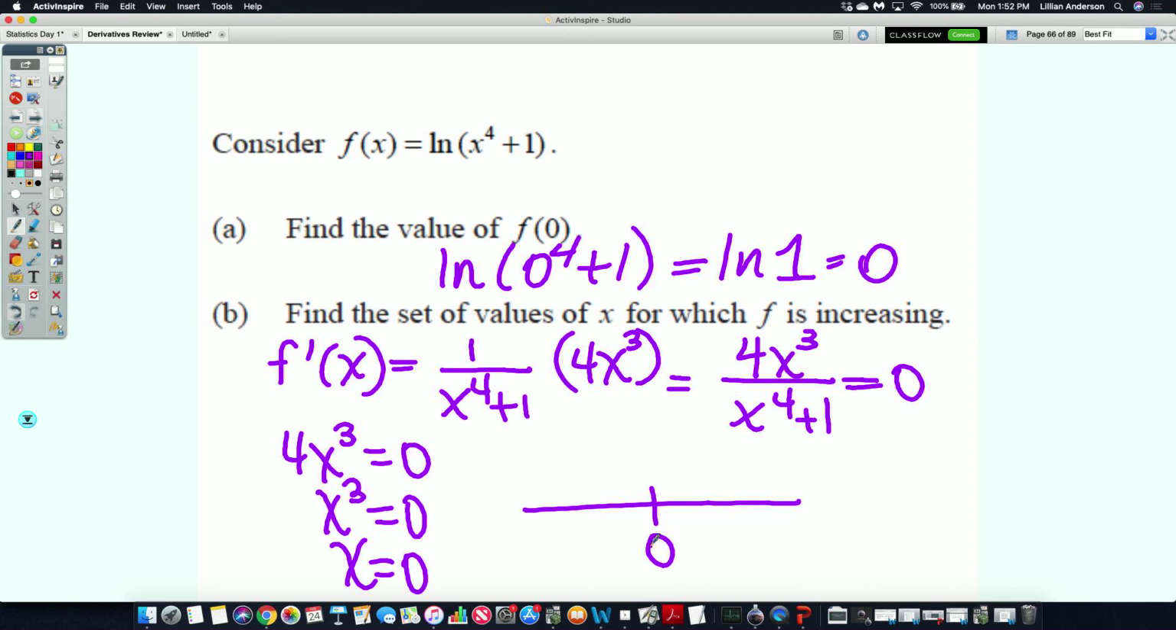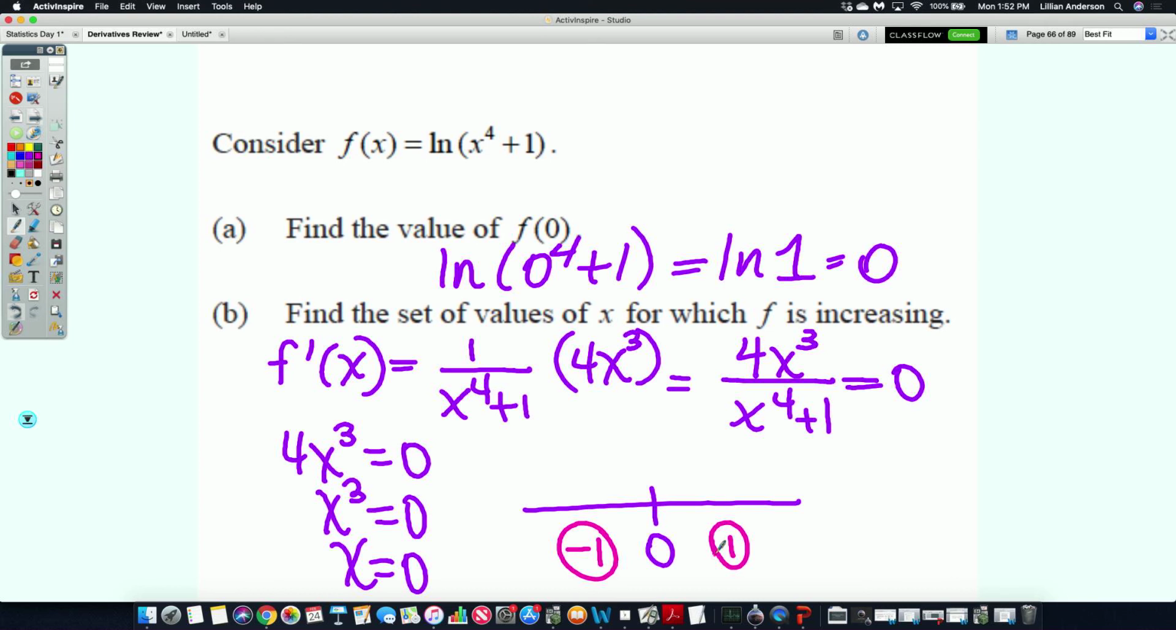I put 0 on it, and then this is when I plug in a number bigger and smaller. Very good. What's a number smaller than 0? -1. Bigger than 0? 1. And where do I plug these values into? The OG function. Not the OG function, the derivative. The first derivative. Because remember, I'm trying to figure out where the function's increasing or decreasing, so I got to plug it into the derivative.